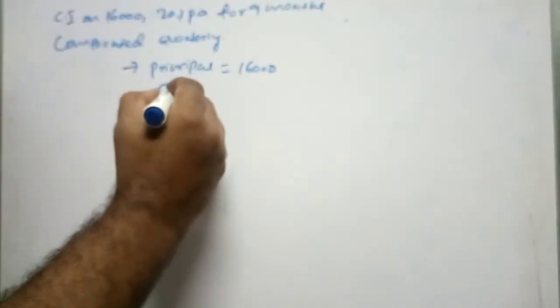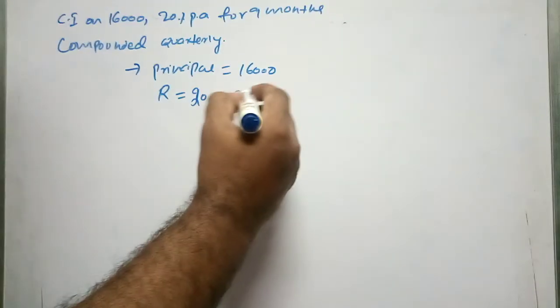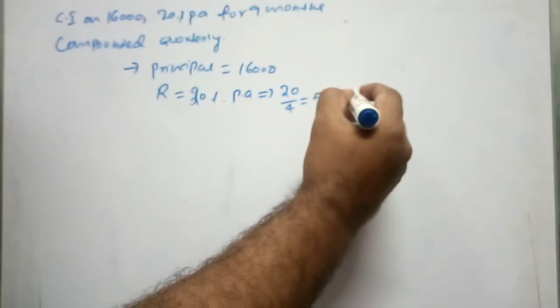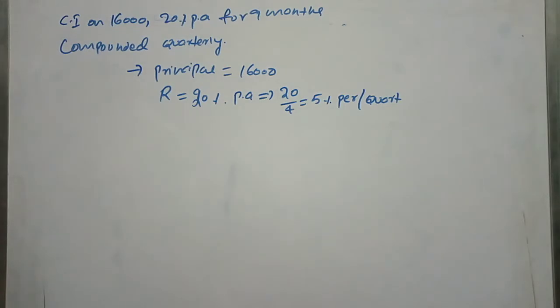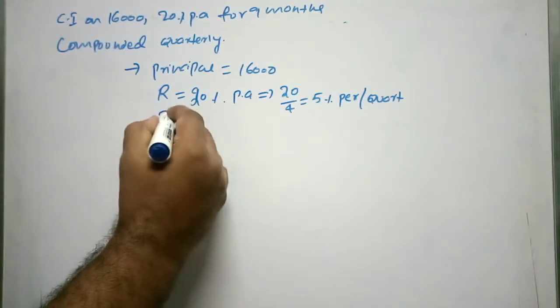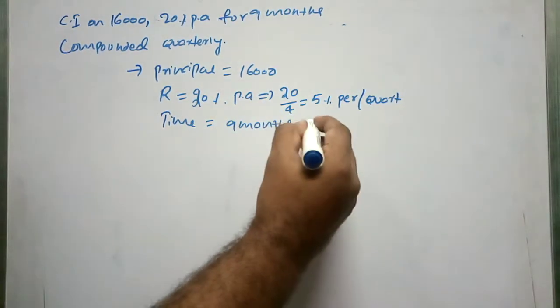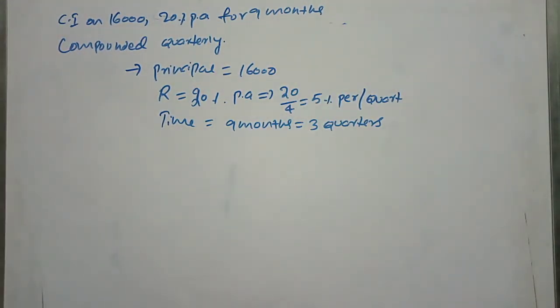16,000. Rate of interest is 20% is given. 20% is per annum, which is equal to 20 divided by 4, 5% per quarter. Then time is equal to 9 months. 9 months means 3 quarters, right? There are 4 quarters per year, so 9 months means we will get 3 quarters.